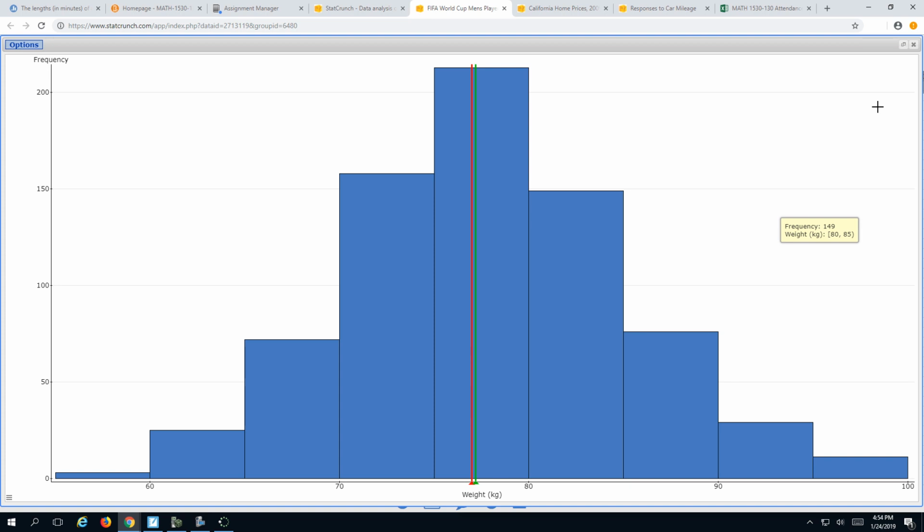In fact, we can hover over these and see what these are. So I've got a median of 77 and a mean of 77.2, right? So they're very close. And we expect that. Let me say that differently. When we have a normal distribution, we expect the mean and median to be very, very close. And we expect them to be right in the middle.